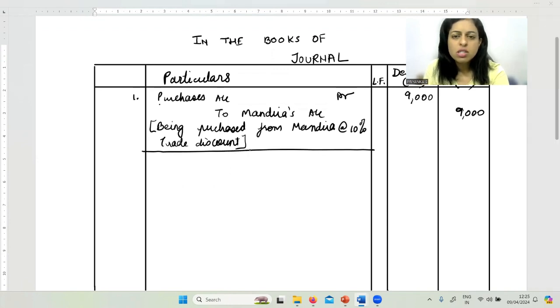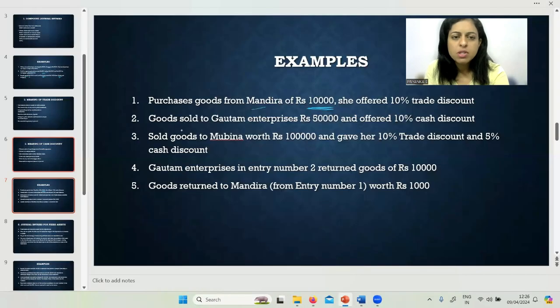Now let's proceed to the next example. What is the example saying now? Goods sold to Gautam Enterprises 50,000 and offered 10% cash discount. Now this is a little tricky because both the name is mentioned and you're also having cash discount. So should I assume that Gautam made a payment to the business? Or should I write Gautam Enterprises first?